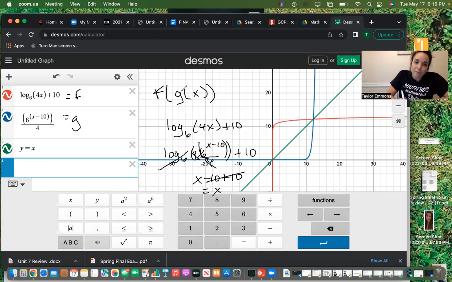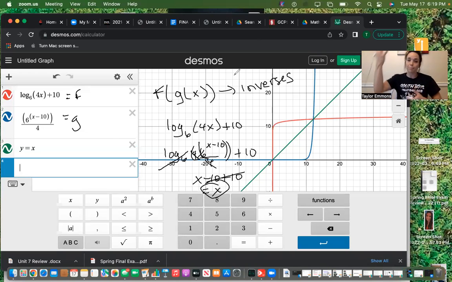So this f of g of x proves that they're inverses of each other because you get x at the bottom. If you take one and plug it into the other one, you should get x at the end. So that's another way you can tell if they're inverses of each other. Again, I don't think you're going to have a whole lot of that on your test, but just in case you've seen it.